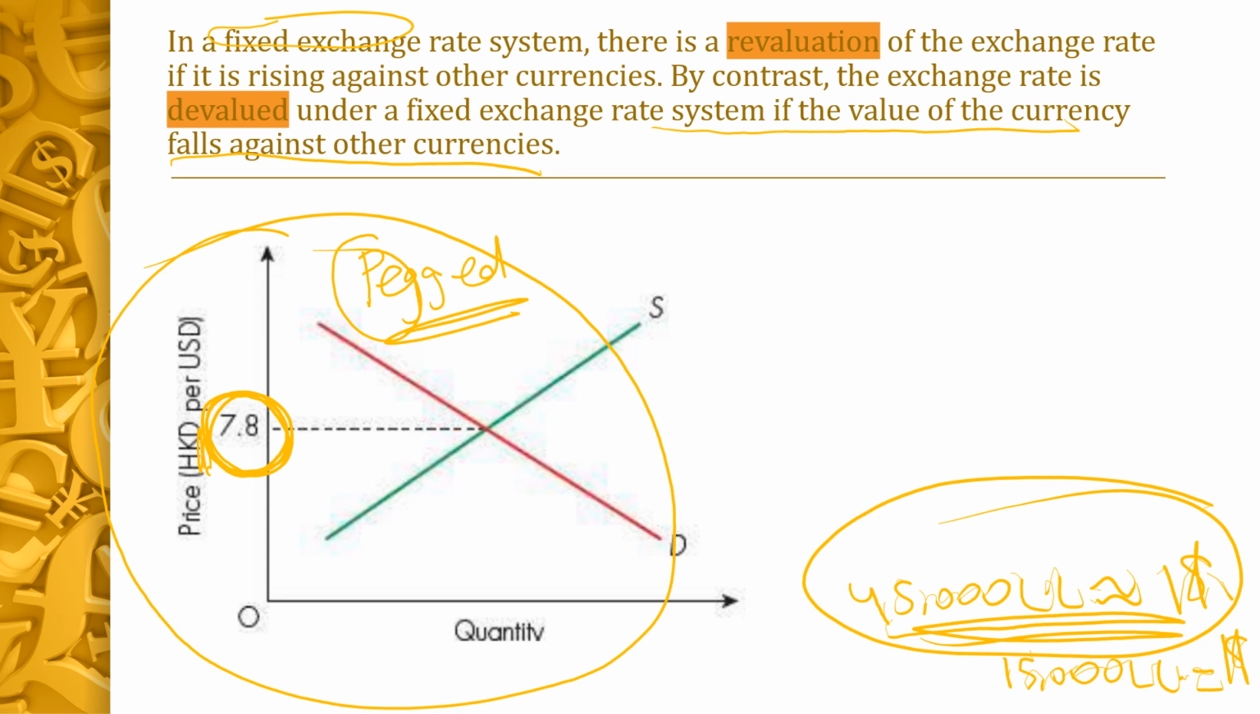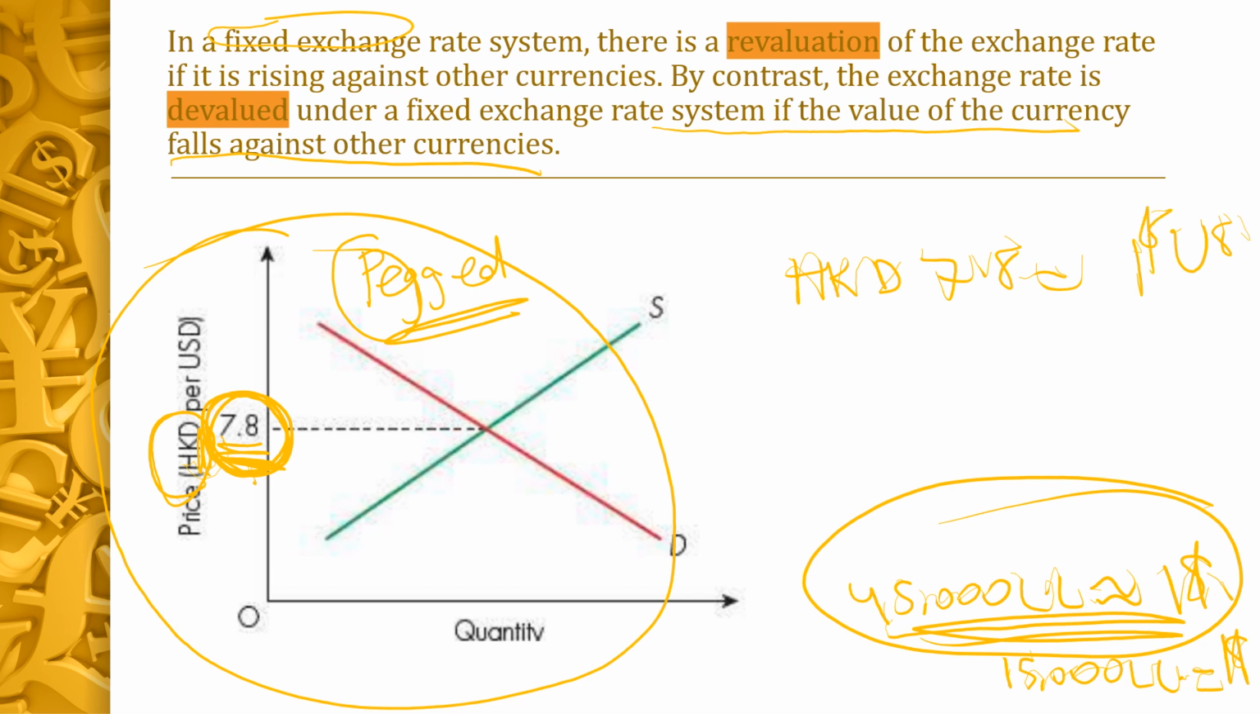Here, the HKD is the Hong Kong dollar. It has been fixed against the US dollar since 1972, and it has been pegged at the rate of every 7.8 Hong Kong dollars being equivalent to $1. So every HKD 7.8 would be equal to 1 US dollar.